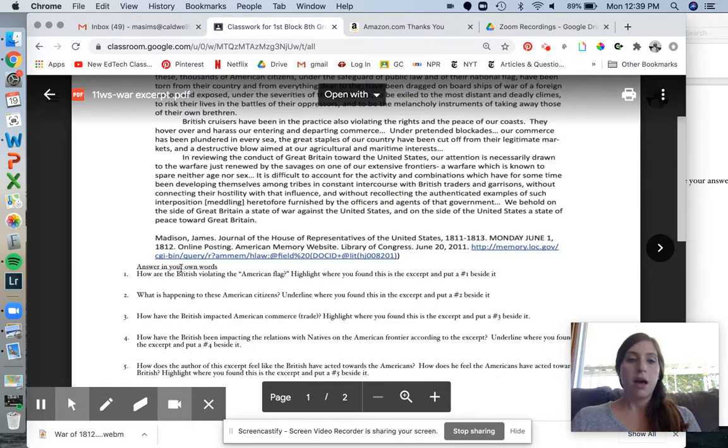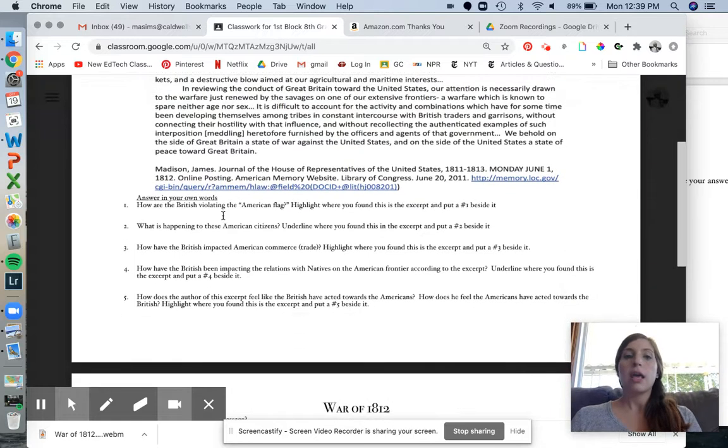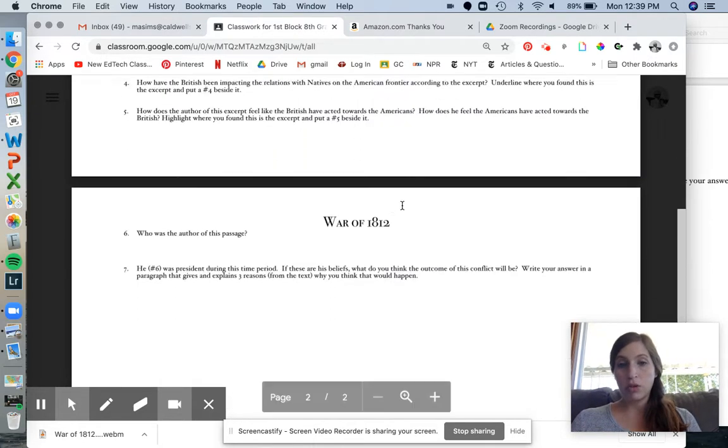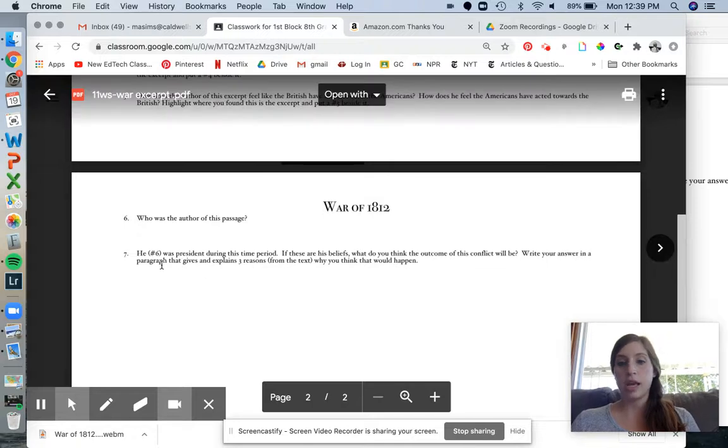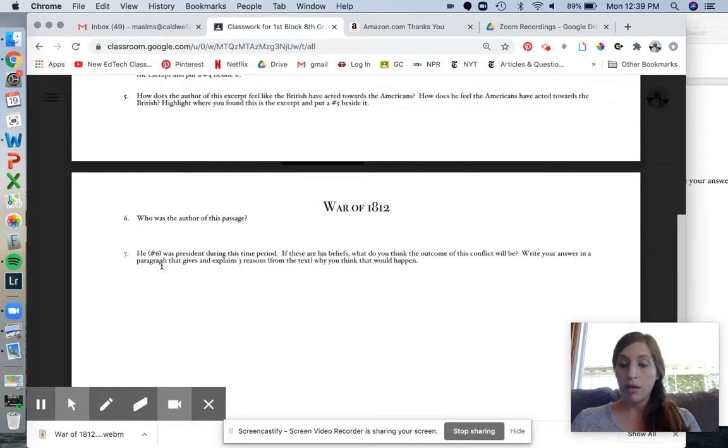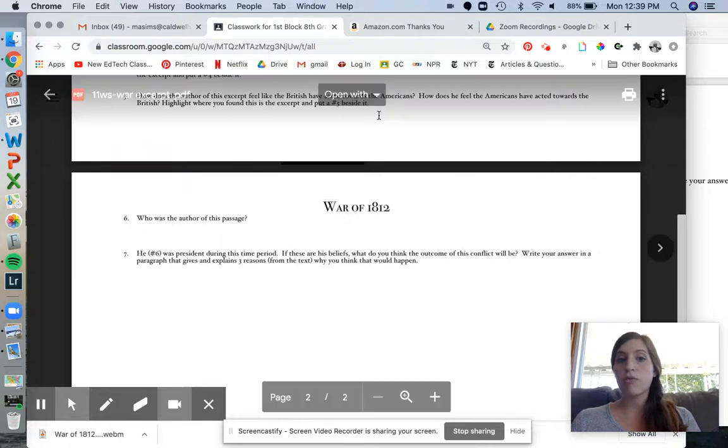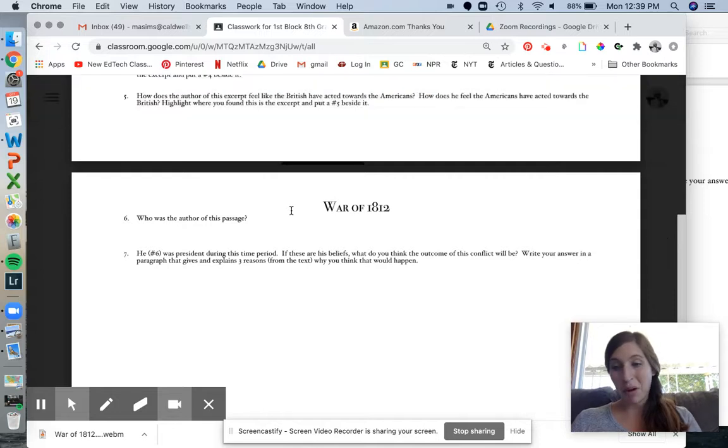Okay, and then it goes on and it asks you other questions. Just remember, if it asks you a question and it tells you to highlight, if you don't do the highlighting, that's half of the question. So you're only going to get half credit. And if you do that on every question, you can end up with a 50. Okay, so just make sure that you're fully doing that. And then this last question asks you to answer, it's your opinion, but you need to answer in a paragraph, and you need to give me 3 reasons from the text. Okay, so after you answer these questions, you'll probably have your 3 reasons.